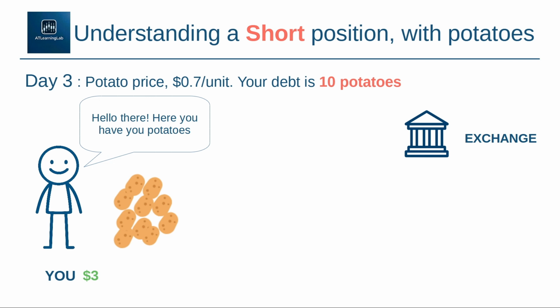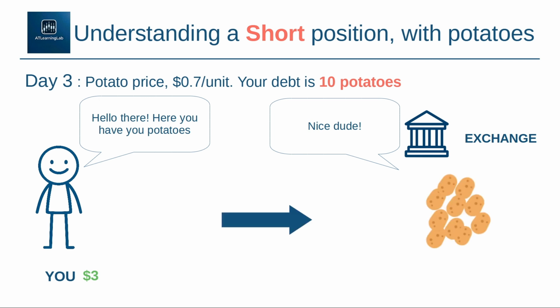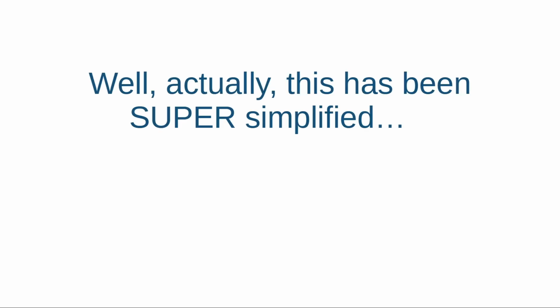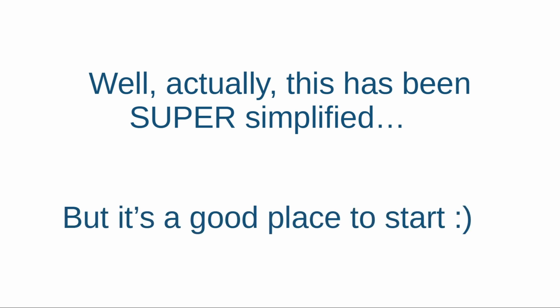So basically, you go to the exchange and say, hey, here you have the potatoes. And the exchange says, nice, dude. So you give back the potatoes to the exchange and congratulations, you won $3. So basically, this is the short position and the short movement. Well, actually, this has been super simplified because there is something that happens around, but it's a good place to start.